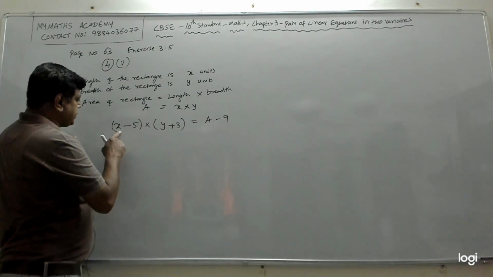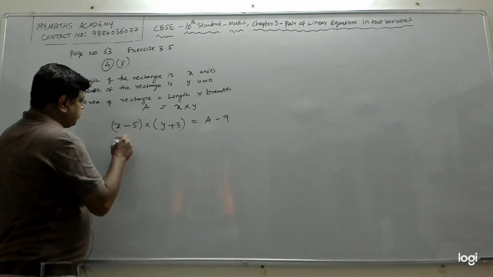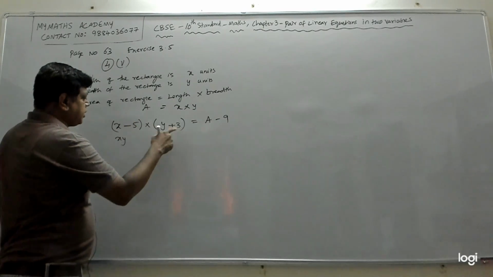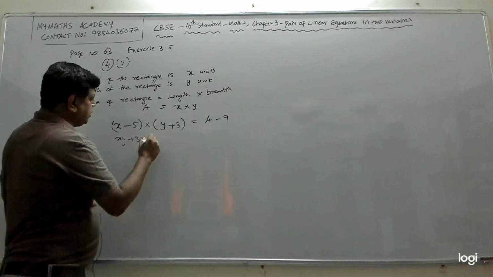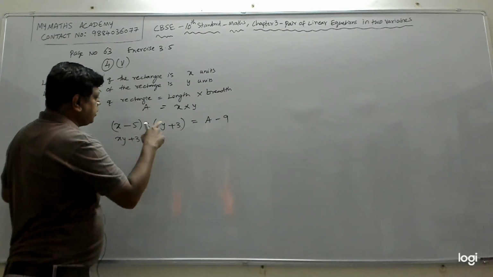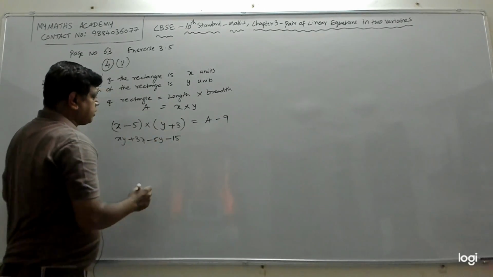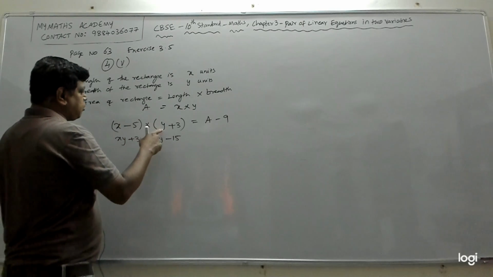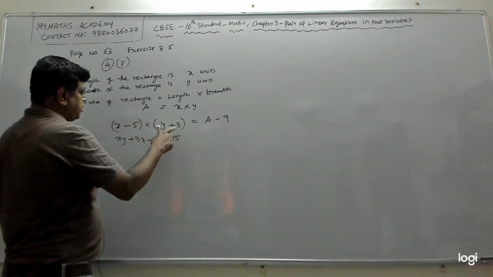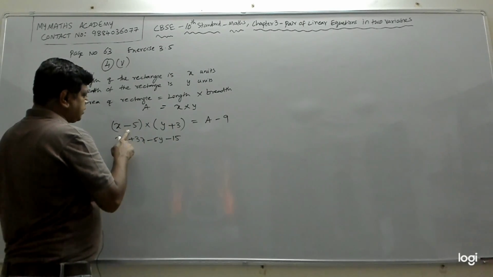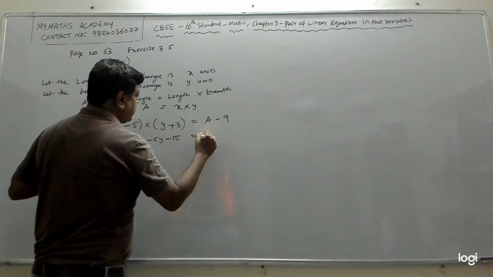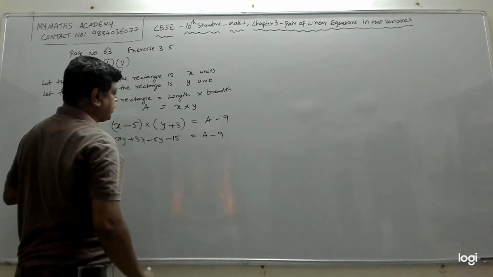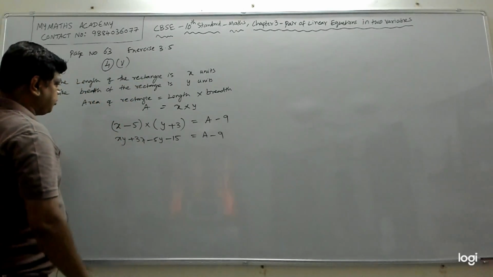So what do we get? x into y is xy. Then x into 3 is 3x. And minus 5 into y is minus 5y. Minus 5 into plus 3 is minus 15. So we are doing normal multiplication. x into y is xy, x into 3 is 3x, minus 5 into y is minus 5y, minus 5 into plus 3 is minus 15, equal to area minus 9, A minus 9.